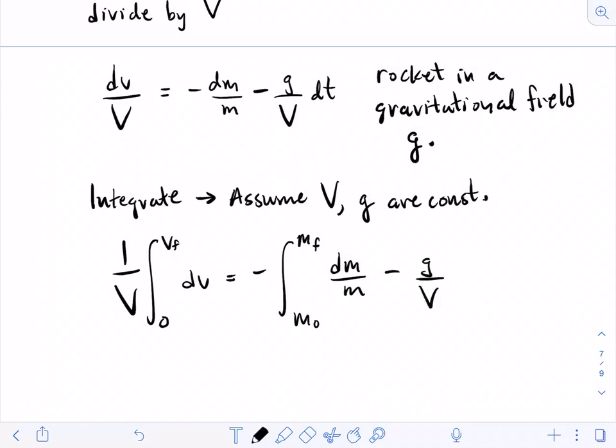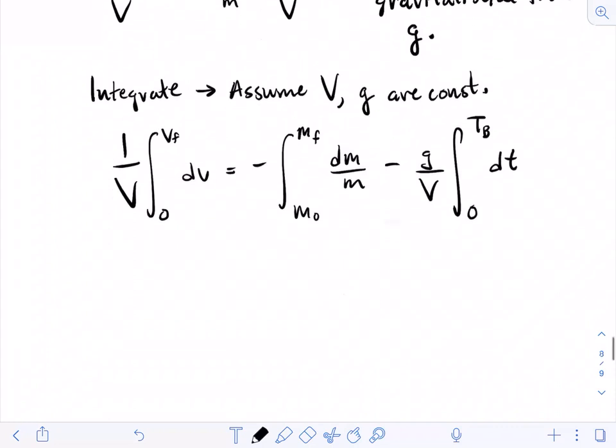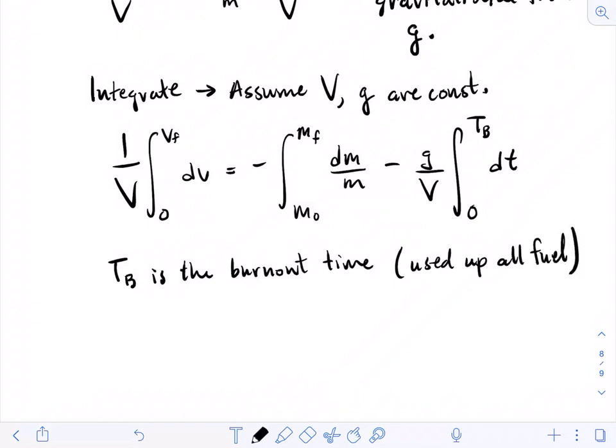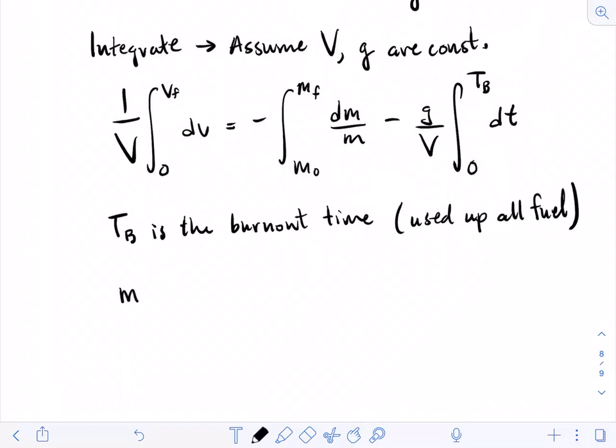And then we have minus g over big V. And we're going to go from liftoff at t equals 0 to some final time tb, which I'm going to call the burnout time. So tb is the burnout time, a time after which we've used up all the fuel. Okay, so we're going to say that the initial mass at launch is equal to the mass of our rocket, which is essentially going to be our fuel container.